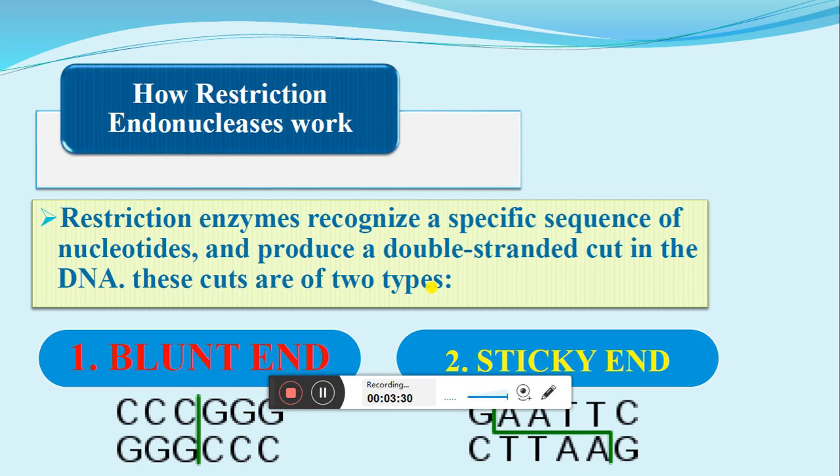How does the restriction enzyme work? The restriction enzyme can recognize a specific sequence of nucleotides and produce a double strand cut in the DNA. These cuts are of two types. So restriction enzyme has its own mechanism of work. They produce two various types of ends, one is the blunt end and another one is the sticky end. Blunt end is a direct exact cutting of both strands of DNA at the same nucleotide, and sticky end is produced in a zigzag manner.